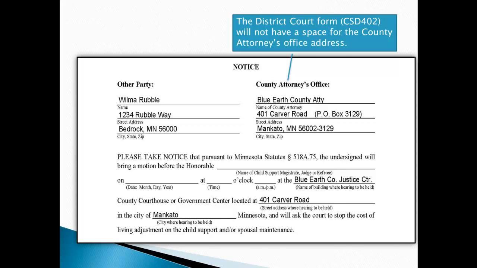On the bottom half of the form, fill out the name of the building where the hearing will be held and the address. Once you have completed these forms, you will contact court administration in the county where the case is filed to request a hearing date and time for your motion.